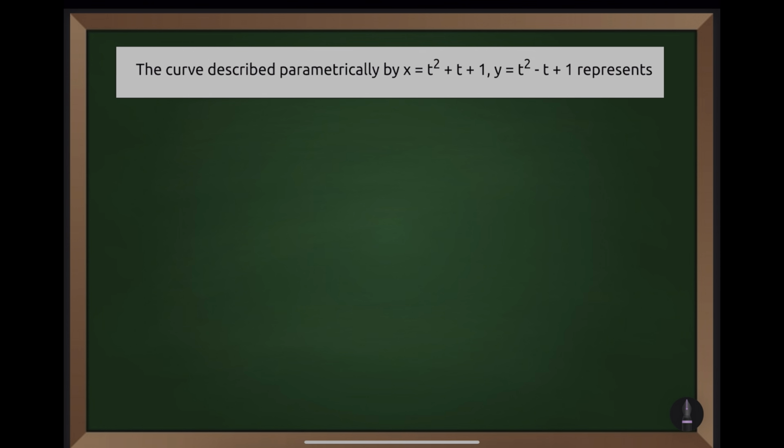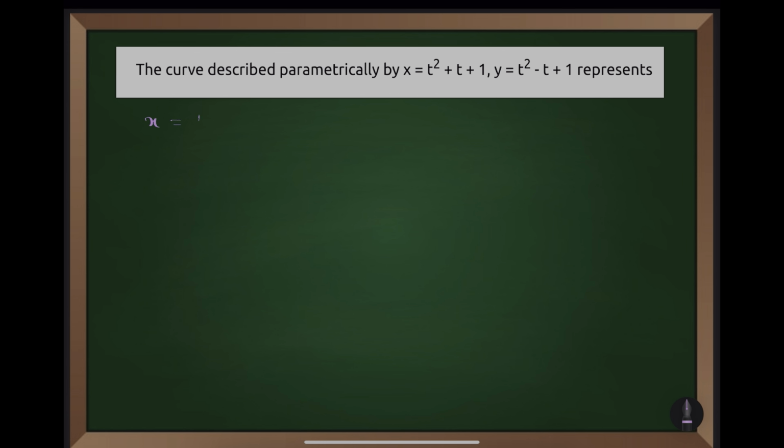So we got this situation, the curve described parametrically. So your curve is this thing, and it is represented in the form of parametric. Okay, so you have to judge what it represents: straight line, circle, parabola, ellipse, hyperbola. Okay, you have to go that way.